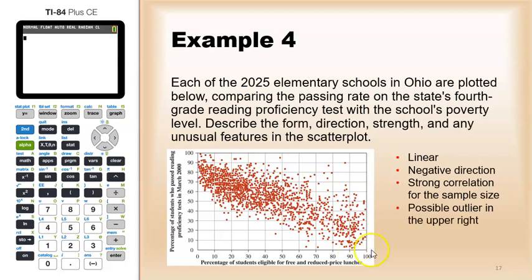And possibly an outlier right here in the upper right. It'd be a school that has a high poverty rate, but also a very high passing rate. So that'd be a school I'd be interested in seeing what's going on.